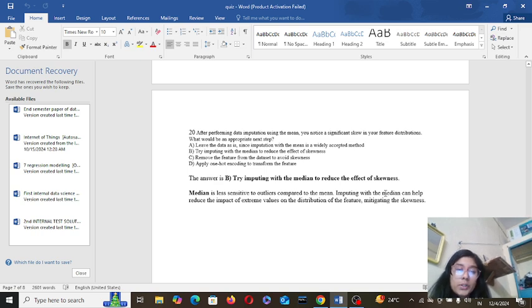Now the 20th question is, after performing data imputation using the mean, you notice a significant skew in your feature distributions. What would be an appropriate next step? So try imputing with the median to reduce the effect of skewness. The median is less sensitive to outliers compared to the mean. Imputing with the median can help reduce the impact of extreme values on the distribution of the feature, mitigating the skewness.